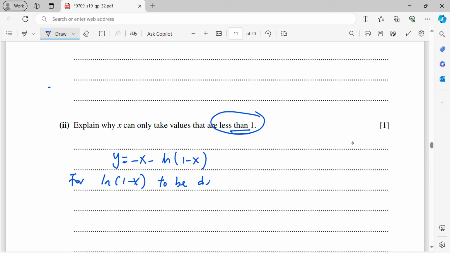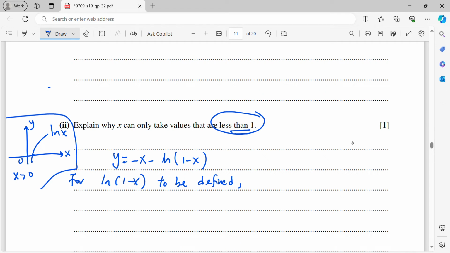So for ln of 1 minus x to be defined, when you refer to the ln graph, right? This is ln x. Your x is always greater than 0. Which means for ln x, x must be greater than 0. This is from the ln graph. So for here, I will know that 1 minus x must be greater than 0. Therefore, minus x is greater than minus 1. To get x, you times minus to this inequality, then you have to change the sign of the inequality. Okay, so this is the reason.